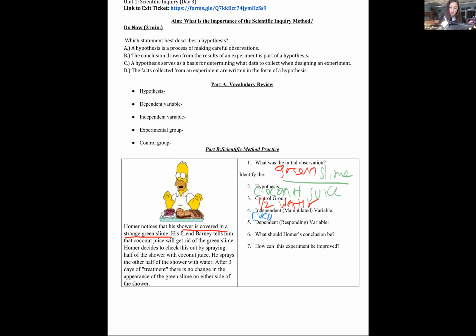Coconut juice / cleaning fluid, right? Because the two conditions in this case are water, the control condition, and coconut juice, the experimental condition. So what is the dependent responding variable? The amount of slime.